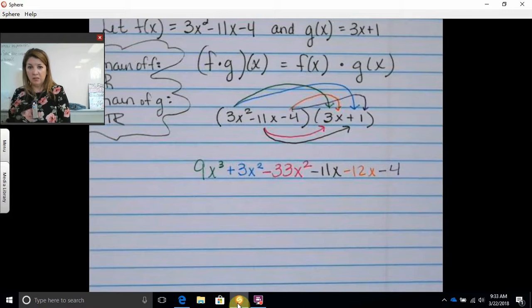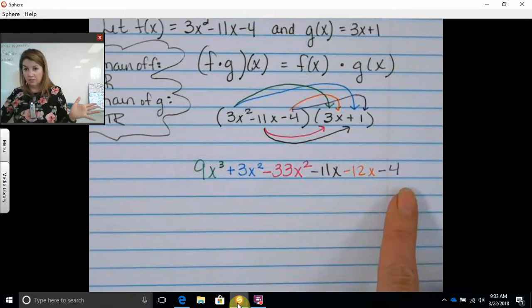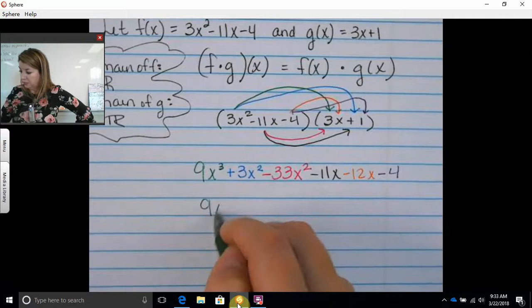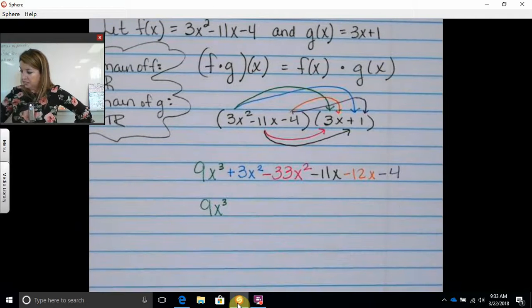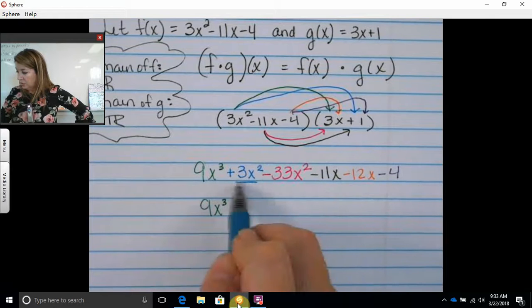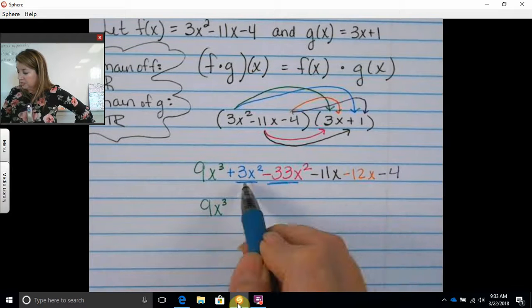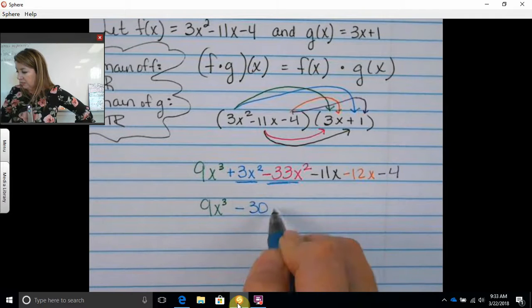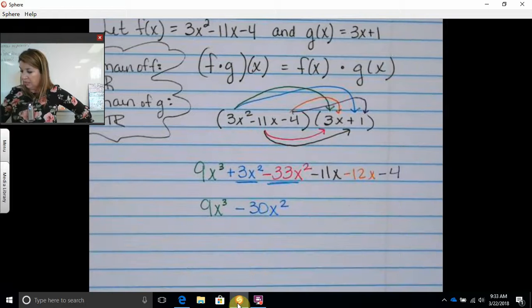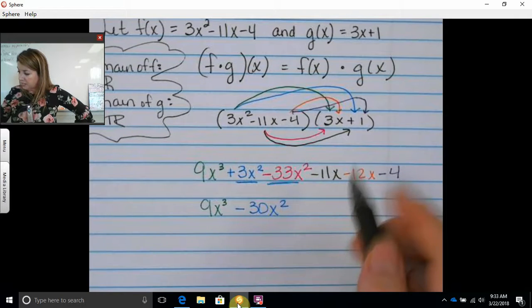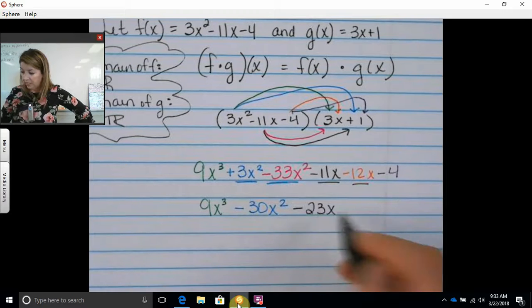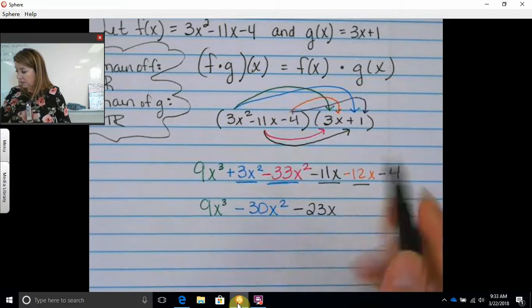All we have to do is combine like terms, and that's it. So my highest degree is 3. I only have one term with 3 degrees, so there's nothing to combine it with. My next highest degree is 2, which is a quadratic. What's positive 3x squared minus 33x squared? Negative 30x squared. And then we have negative 11x minus 12x. Good. And only one constant. Constant always goes at the end.